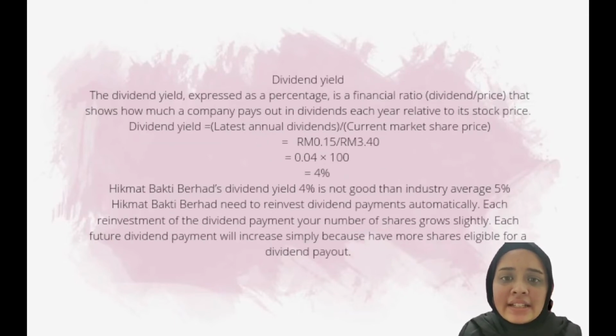Dividend yield. The dividend yield, expressed as a percentage, is a financial ratio that shows how much a company pays out in dividends each year.